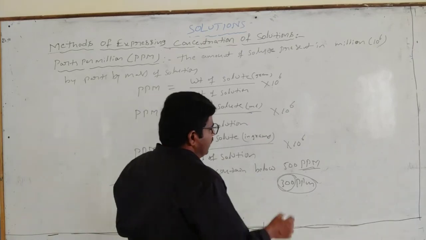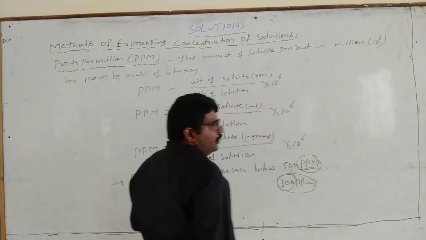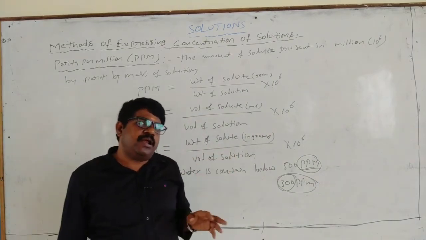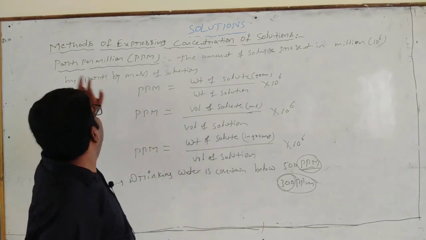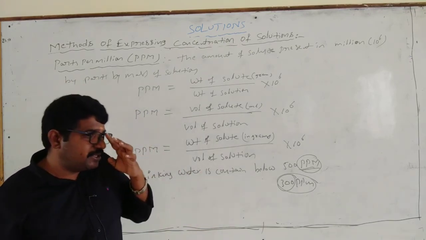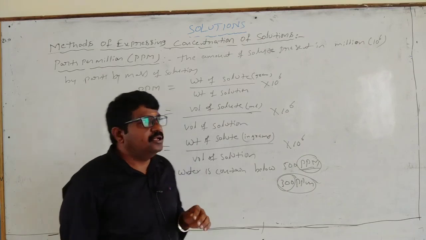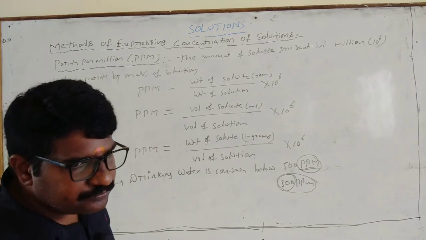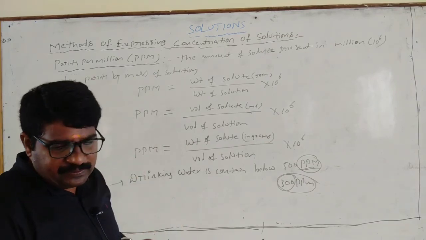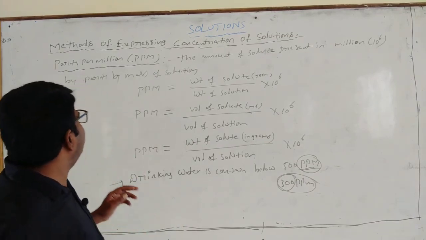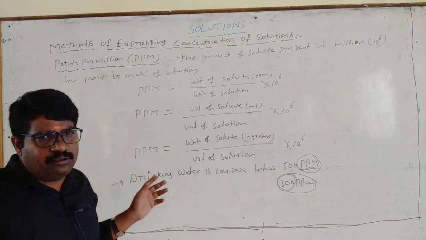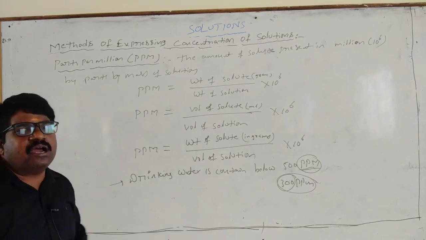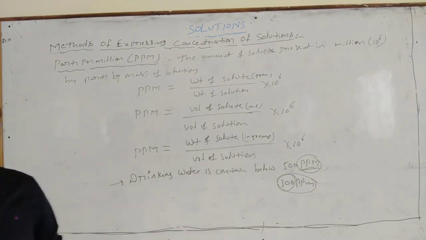So ppm is used for pollutants present in the atmosphere and in solution. That is the importance of ppm, right? Weight by volume is used in pharmaceuticals. So these are the physical methods to express concentration. Some problems related to weight percentage, mass percentage, and weight by volume percentage, we will discuss in the next class.